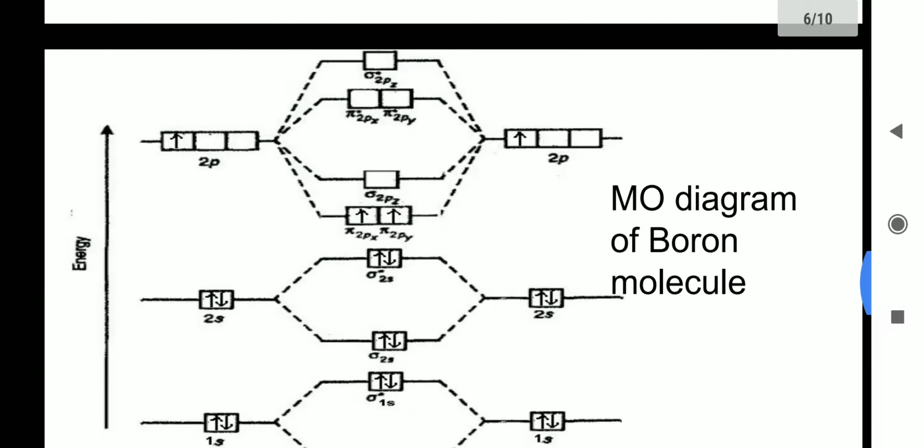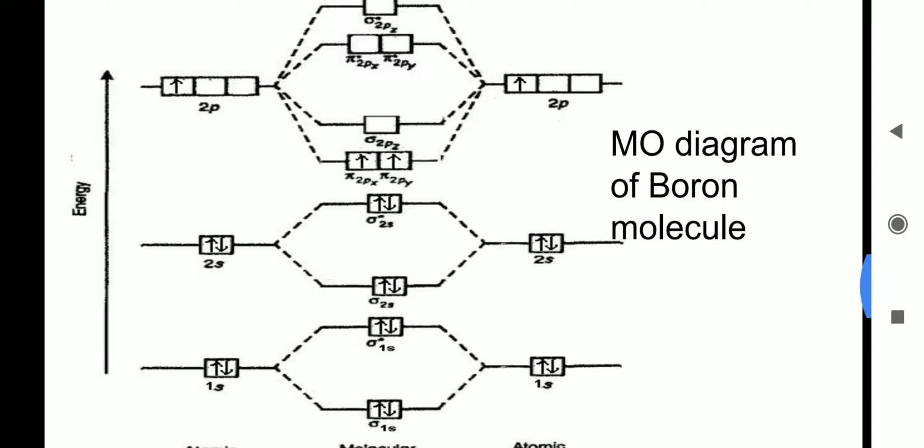Now to draw the molecular orbital diagram of boron 2, we have to follow the nitrogen type or lighter nuclei type case. In the lighter nuclei type case, the pi 2px and pi 2py orbitals are placed below the sigma 2pz orbital. Whereas in the heavier nuclei type case, the sigma 2pz is placed below. So we have 10 electrons in total that have to be filled in these orbitals.